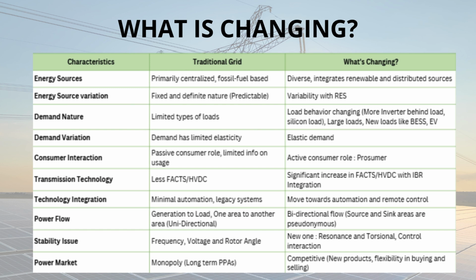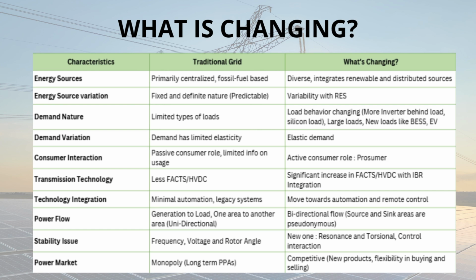And that ties into consumer interaction, moving from passive to active prosumer. Perfectly. Old grid, you just paid your bill. New grid, you might have solar panels, a battery, smart appliances. You become a prosumer, producing and consuming. You can generate, store, maybe even sell power back. It completely changes the relationship with the utility.